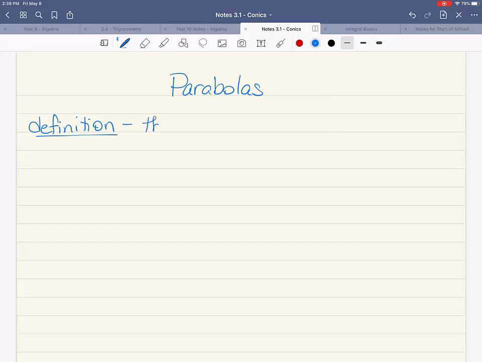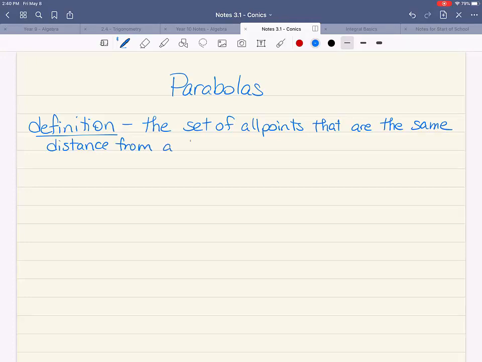The definition of a parabola is the set of all points that are the same distance from a fixed point and a fixed line. Stop the video and write that down if you need to. The parabola is the set of all points that are the same distance from a fixed point and a fixed line. The fixed point is called the focus, and a parabola only has one. And the fixed line has a new name. It's called a directrix. It's the word direct and then add an RIX to the end.